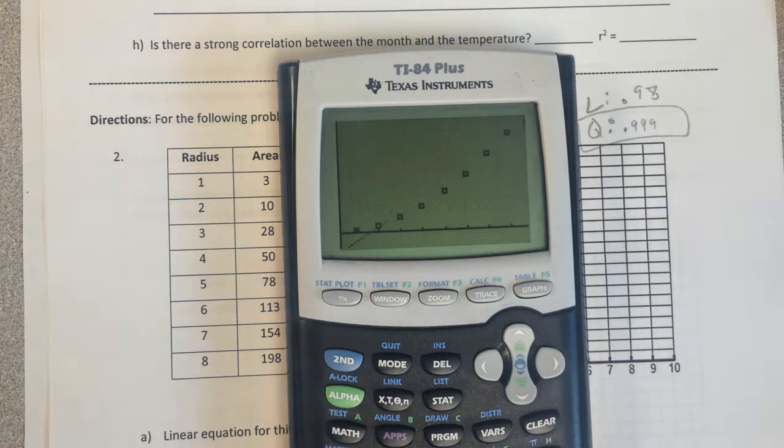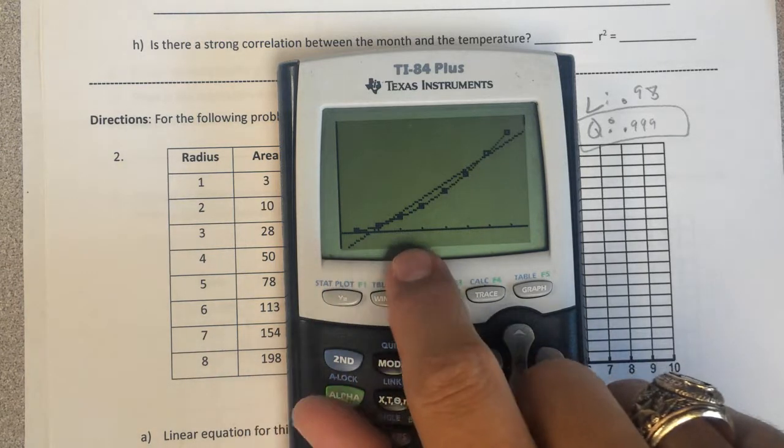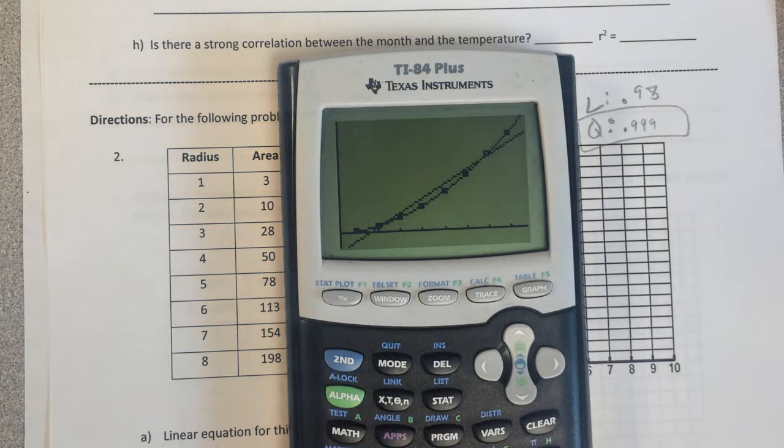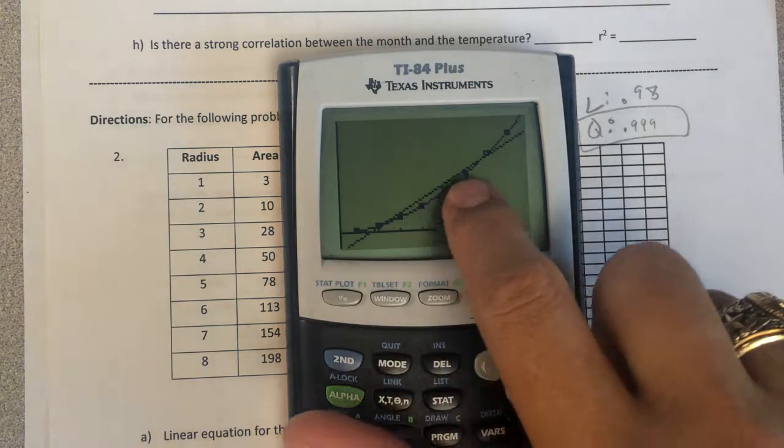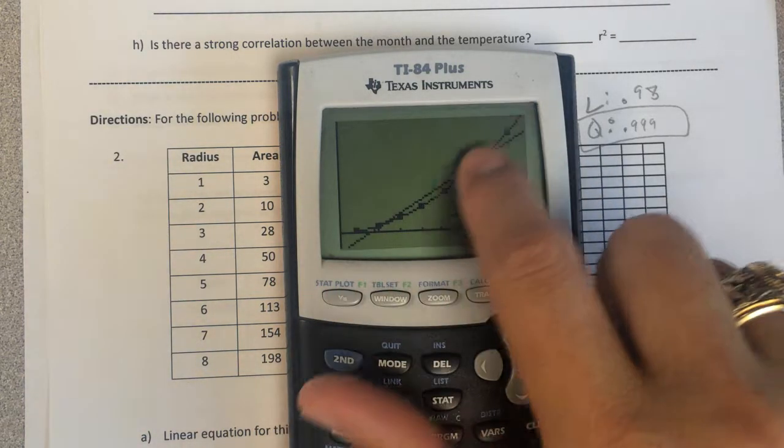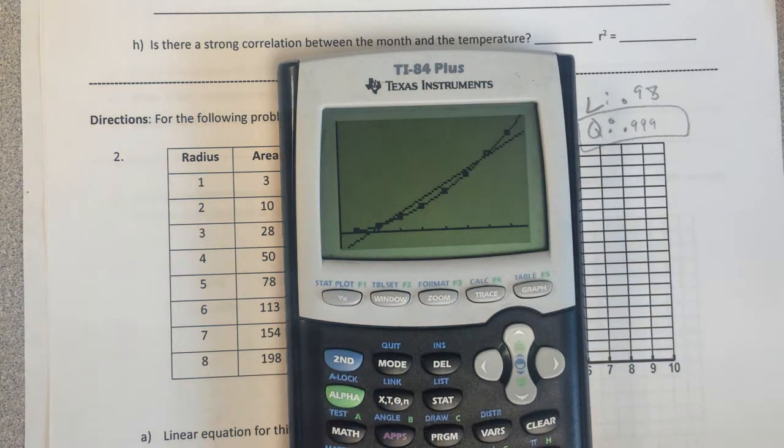So let's go ahead and look at the graph now. There's my linear trend line. You can see where it covers most of the data. But now look at my quadratic trend line. Do you see how it is much closer to all the points? That's why it is a better representation of the data.